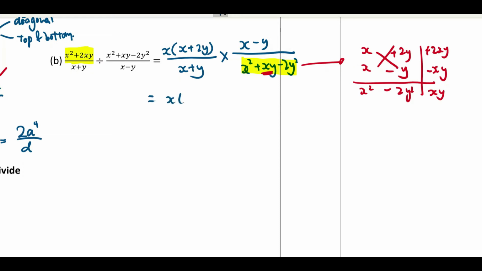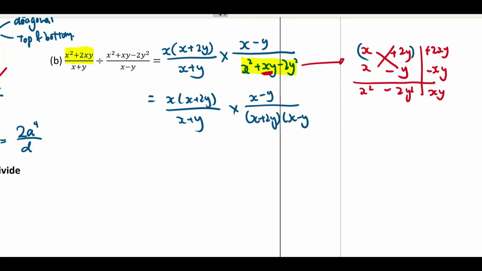So this will be x bracket x plus 2y over x plus y times x minus y over the denominator, which will be x plus 2y, x minus y. Okay, so next, x plus 2y, x plus 2y, this one, whole group. Can cancel? Yes, you can. Cancel, cancel. x minus y, there's no bracket there, but it's a whole group like that. Cancel with who? This and this. Alright, so your answer would be x over x plus y.